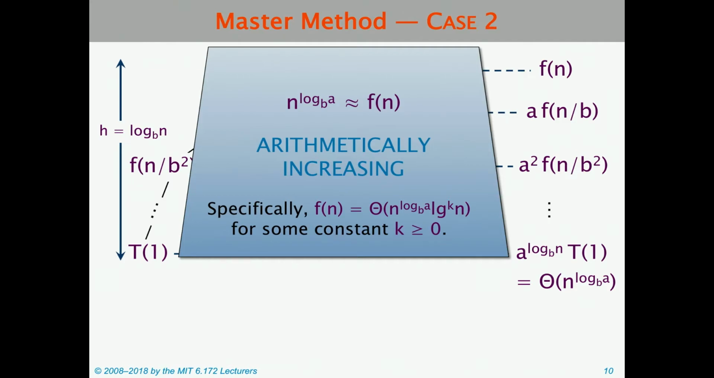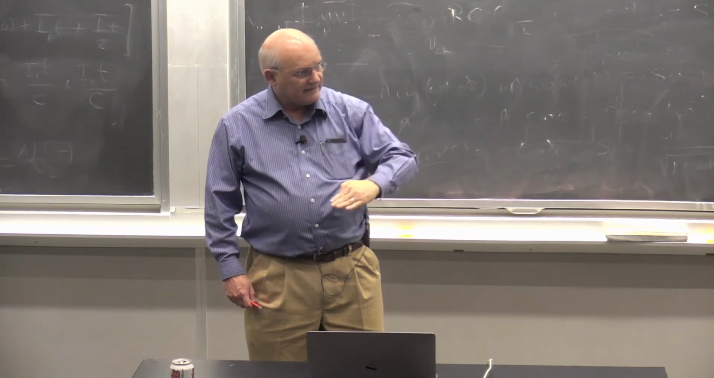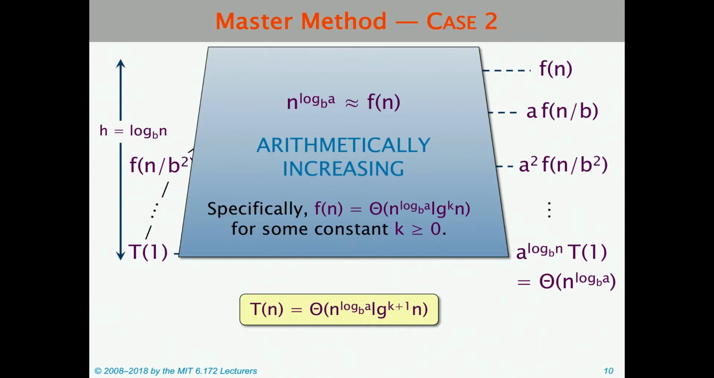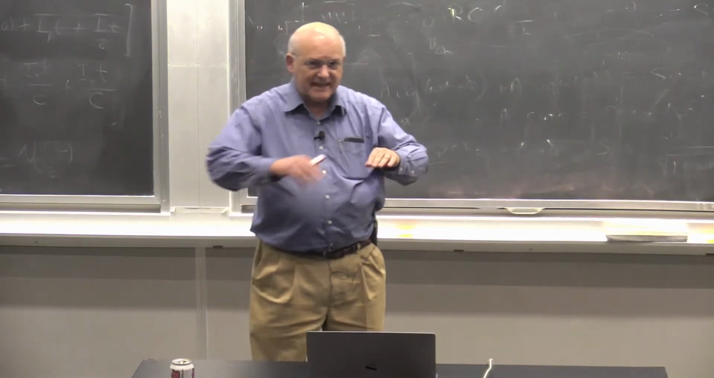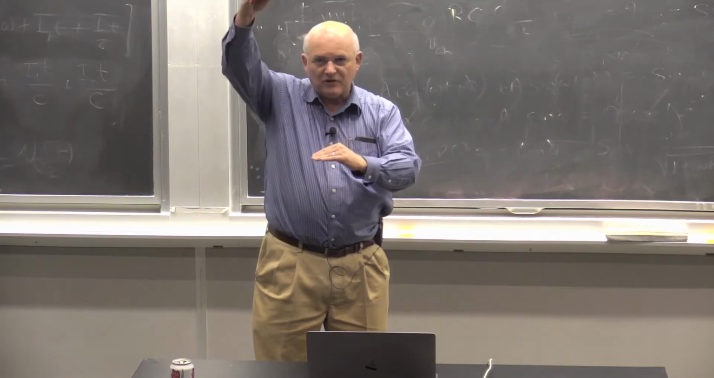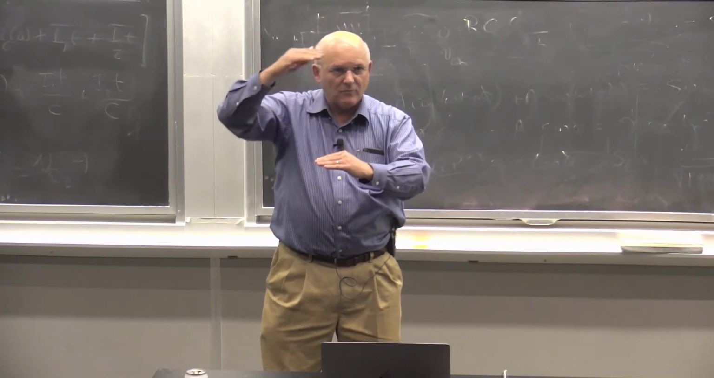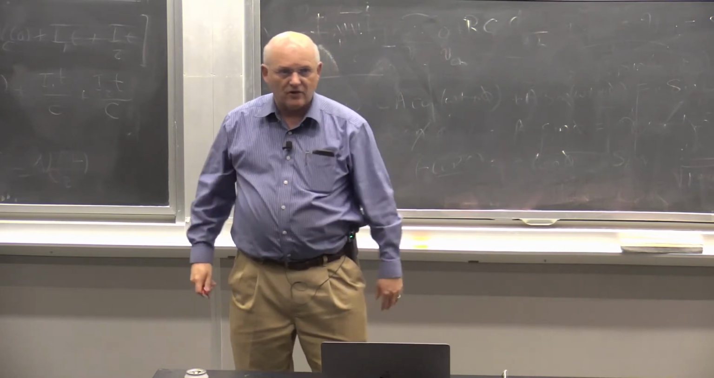But if k is greater than or equal to 0, then it turns out that what's happening is it's growing arithmetically from beginning to end. And so when you solve it, what happens is you essentially add an extra log term. So if f of n is n to the log base b of a log to the k of n, the answer is n to the log base b of a log to the k plus 1 of n. So you kick in one extra log. Basically, it's almost all equal, and there are log layers, so you tack on an extra log. That's not quite the math, but it's good intuition.